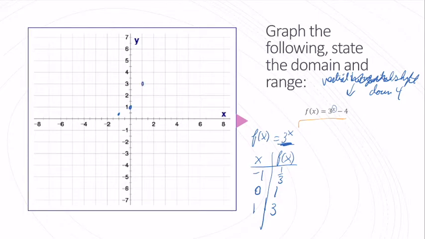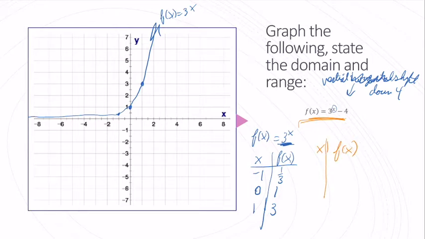So here's my function again. My x-axis is an asymptote. This is f of x equals 3 to the x. Let's see how different my graph looks now that I have f of x equals 3 to the x minus 4. So I've got my x and my y values.